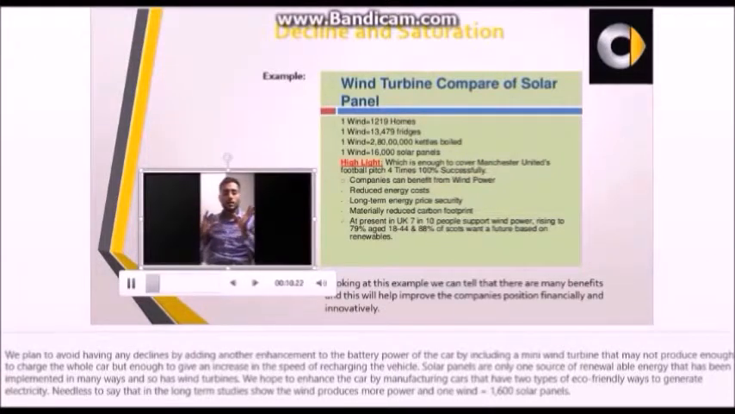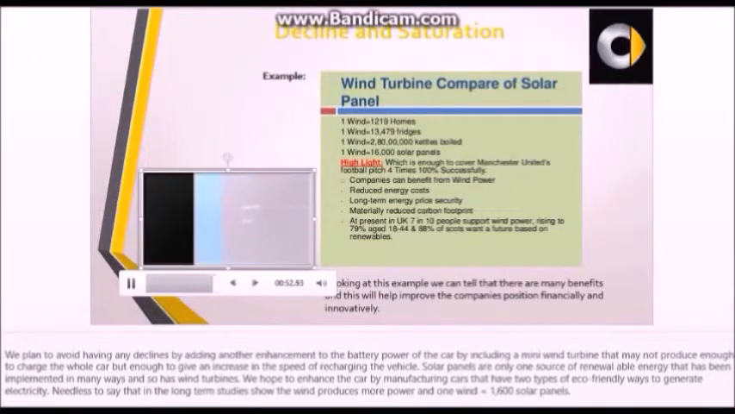We plan to avoid having any declines by adding another enhancement to our battery power of the car, by including a mini wind turbine that may not produce enough to charge the whole car, but enough to give an increase to the speed of recharging the vehicle. Solar panels are only one source of renewable energy that has been implemented in many ways, and so have wind turbines. However, wind turbines have not been incorporated into a vehicle yet. We hope to enhance the car by manufacturing cars that have two types of eco-friendly ways to generate electricity. Needless to say, in long-term studies, wind does generate more electricity. For example, one wind turbine equals 1,600 solar panels.